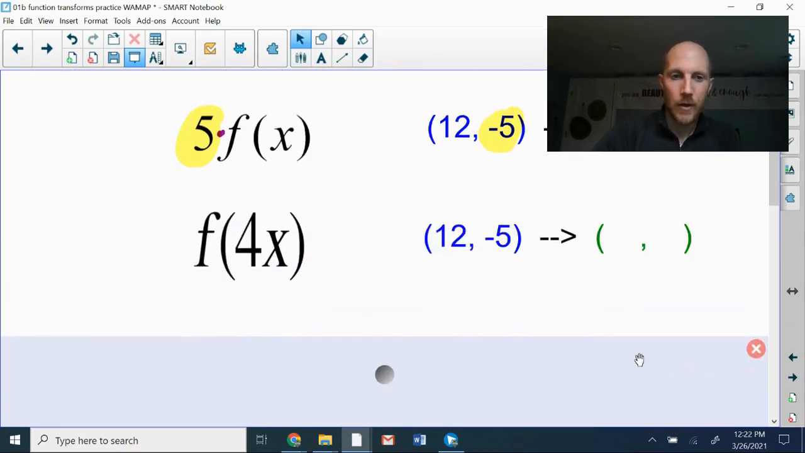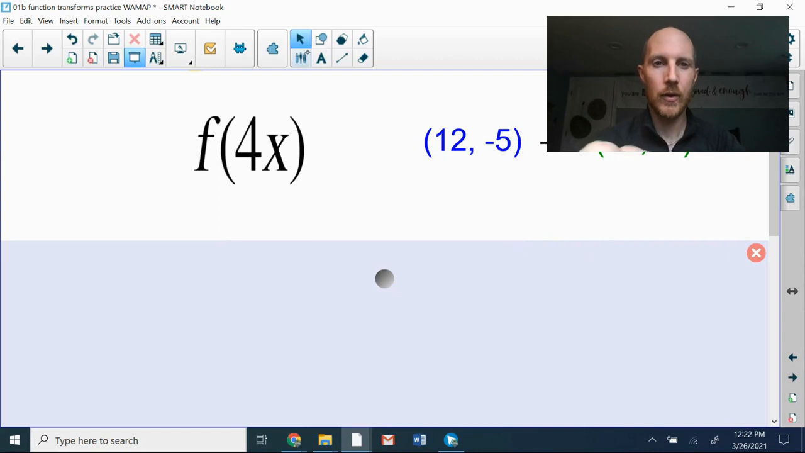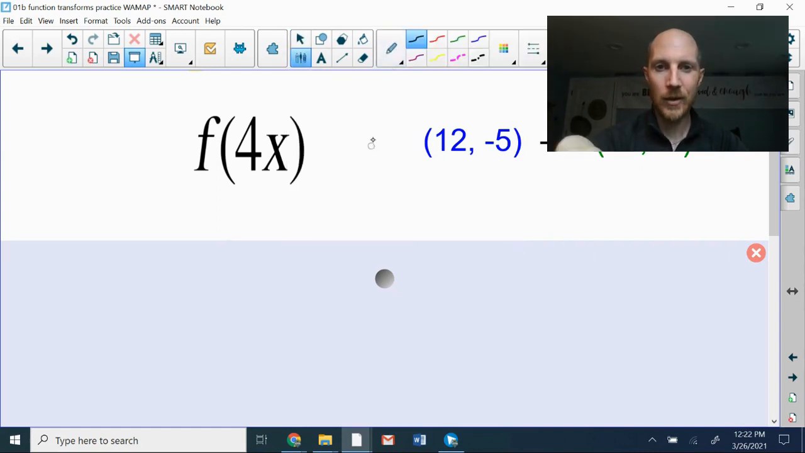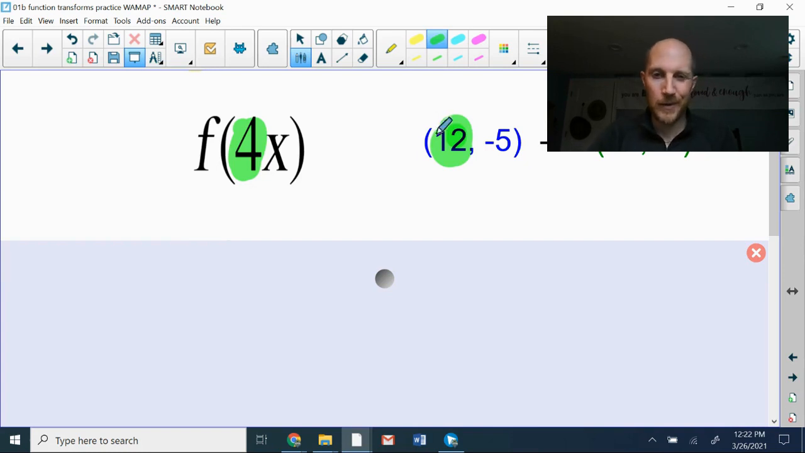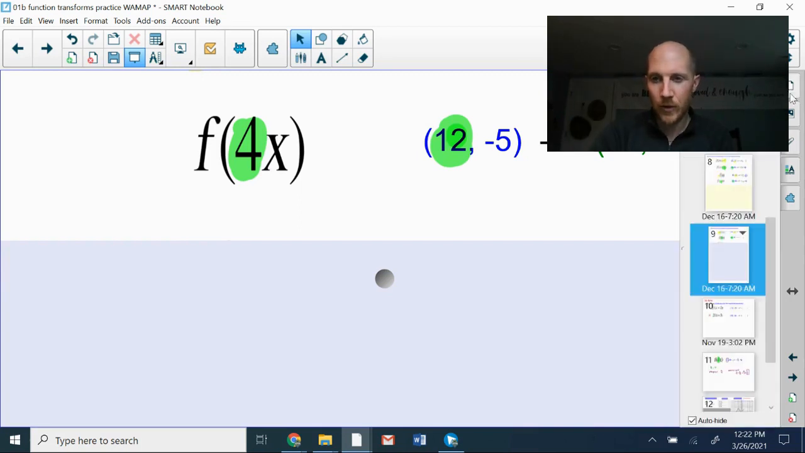Next, f of 4x. So inside the parentheses, we've got that 4x. I know that inside the parentheses is going to be a horizontal transformation, and it will affect the x coordinate. But this is a little bit tricky, right? So let's go back and check our notes, anytime you can't figure out what that transformation is, or you want to make sure you're doing this the right way. So we're looking for f of number times x, where that number is inside the parentheses with the x.